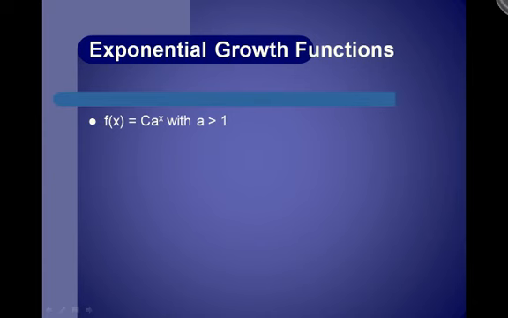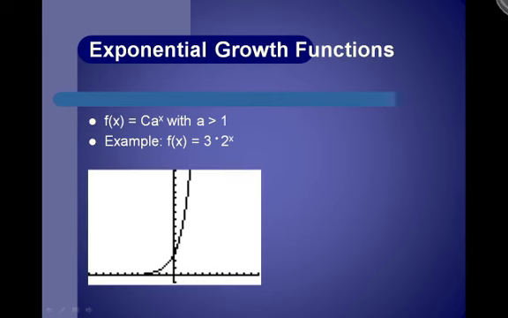These are functions of the form f of x equals c a to the x with a greater than 1. So for example, f of x equals 3 times 2 to the x power. That is a growth function. If we were plotting points, if x is 0, then we get 3 times 2 to the 0. Well, 2 to the 0 is 1, and 3 times 1 is 3. So if x is 0, y is 3, which is this first point on the graph.